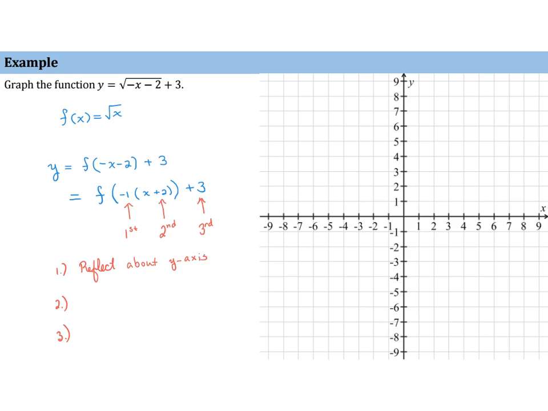Then we have an addition of 2 to the input. So that's a horizontal translation. Is it left or right? This is counterintuitive because it's affecting the input, so it will be a movement left 2 units. And then lastly, we have a vertical translation, and it's going to be up 3 units.